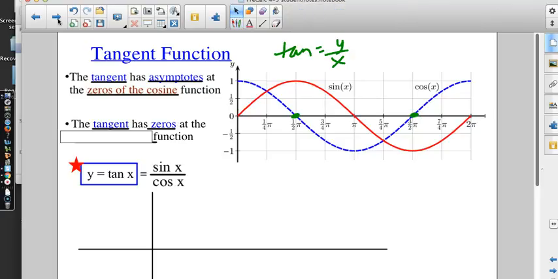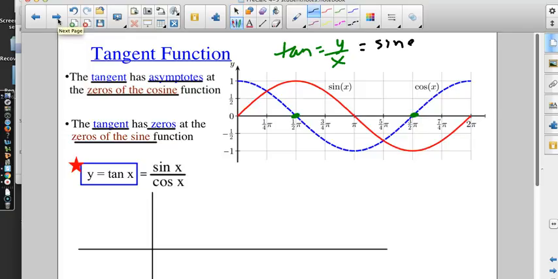Tangent will have zeros at the zeros of the sine function. And that's because sine is on the top. And if we get a 0 for sine, that means we have a 0 for tangent. So it's going to be at 0, at pi, and at 2 pi. Again, not a shocker because the period is 1 pi. So if we're at 0, 1 pi, then 2 pi, then 3 pi, then 4 pi.